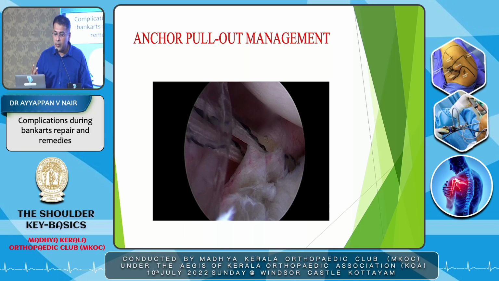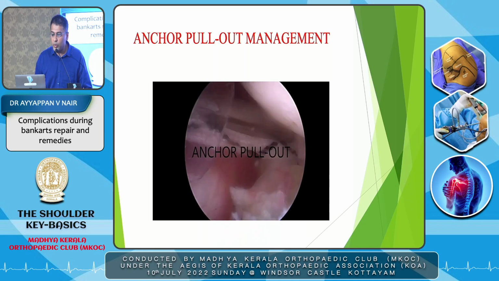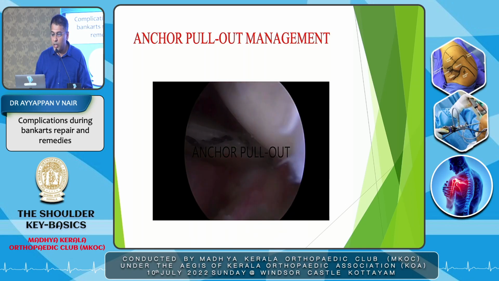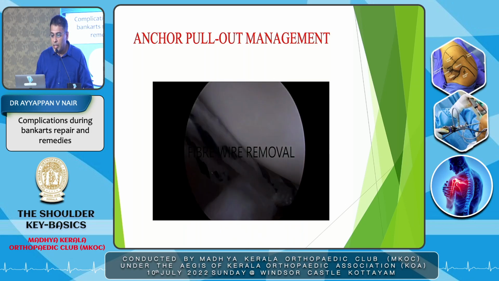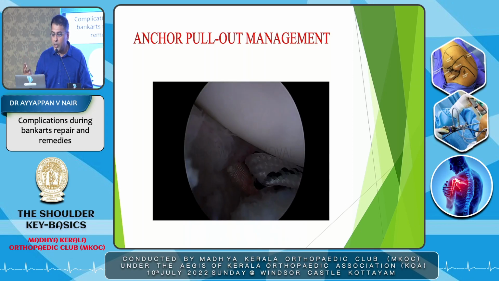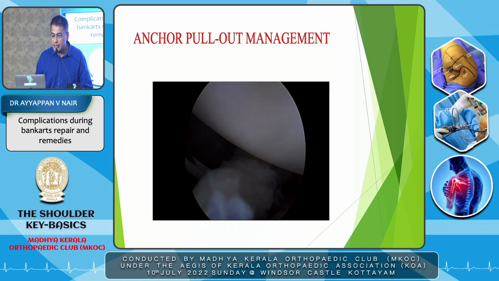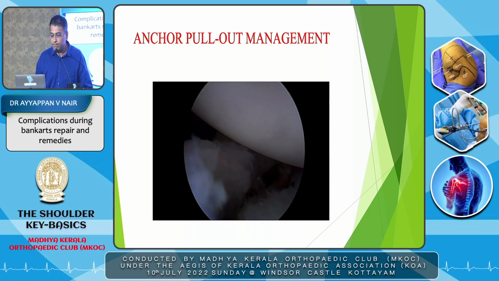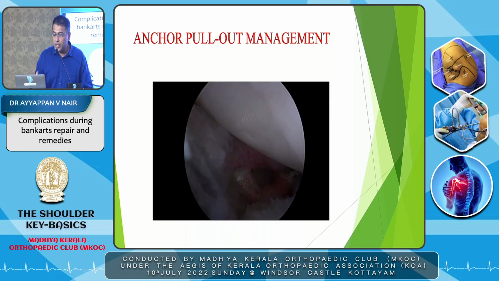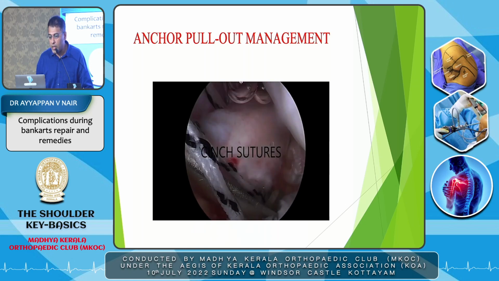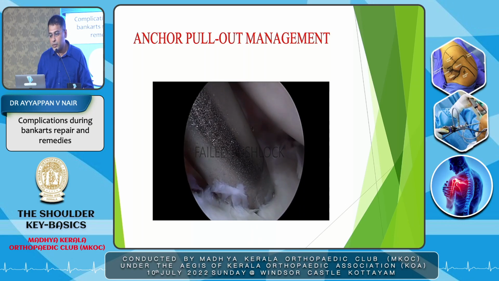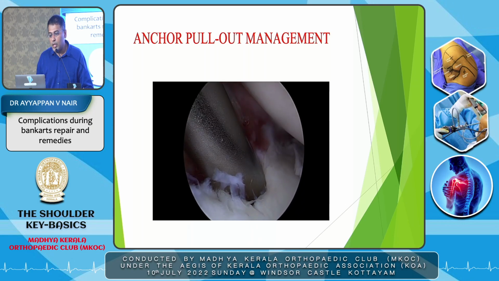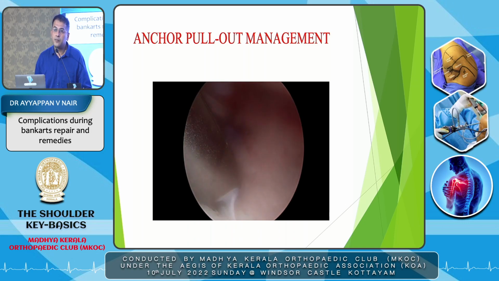I normally use a double loaded tape there, and this is a double loaded tape which I happen to use, and you can see that it pulled out. You can see that is the pulled out portion of that tape. So I removed one, which is a double loaded, and then again I used a push lock, that is a knotless, in a slightly higher position. So now the push lock also failed.